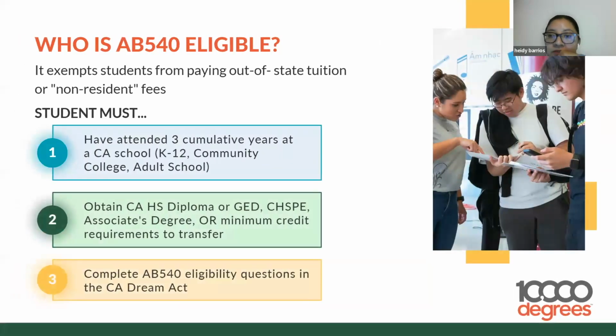And then, who is AB 540 eligible? The student must meet one of these requirements. They have to attend 3 cumulative years at a California school, K-12 or community college. They must also have attained a high school diploma, GED, associate's degree, or a minimum of credit requirements to transfer. And then the student must complete an AB 540 eligibility question in the California Dream Act.